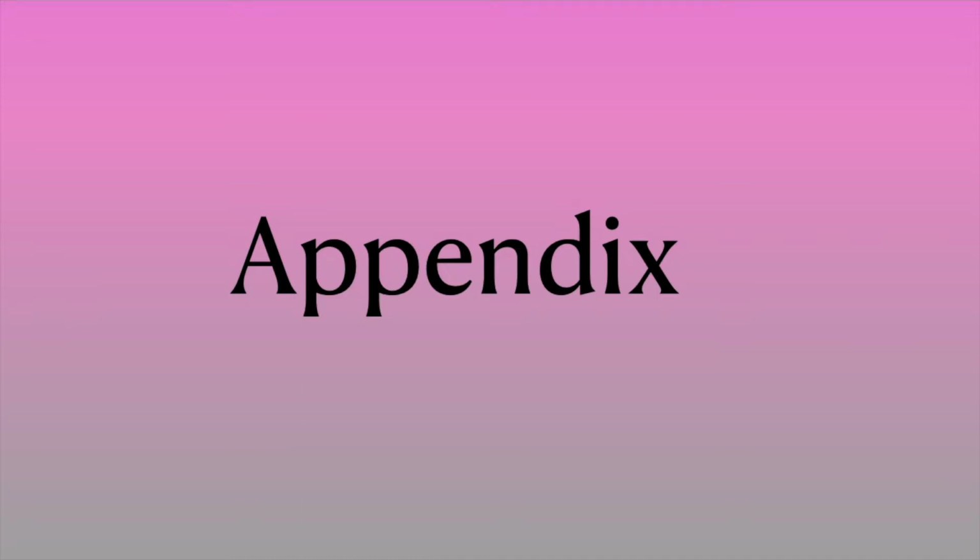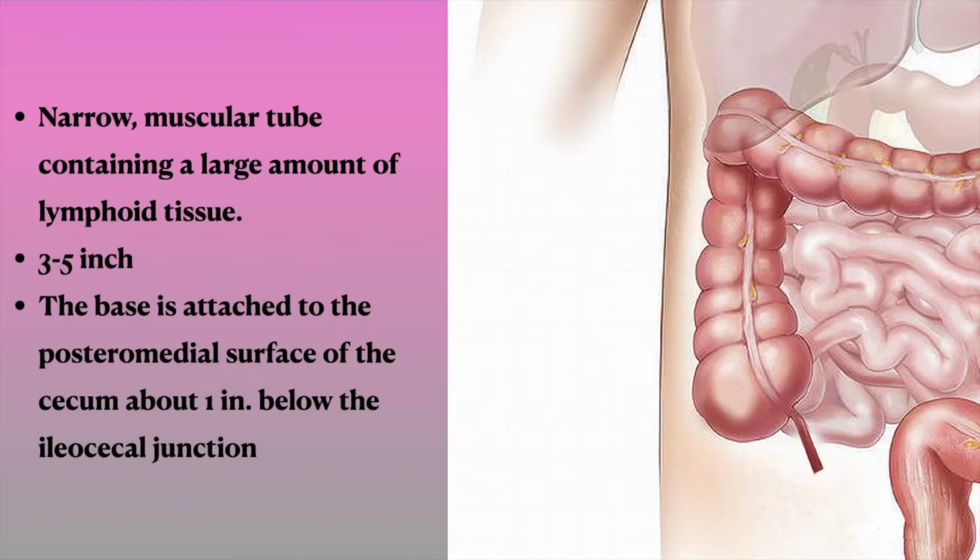The appendix. This is a narrow muscular tube containing a large amount of lymphoid tissue. It's about 3 to 5 inches long. The base is attached to the posterior medial surface of the caecum and it's about 1 inch below the ileocecal junction.